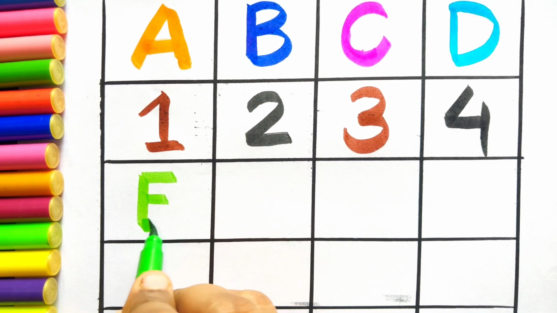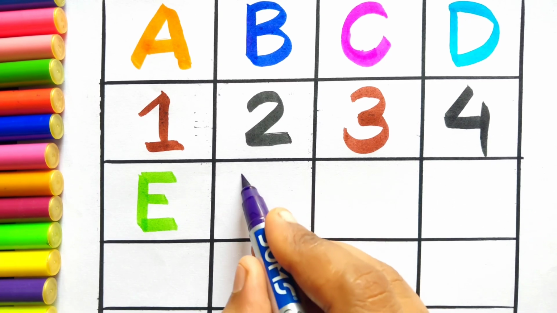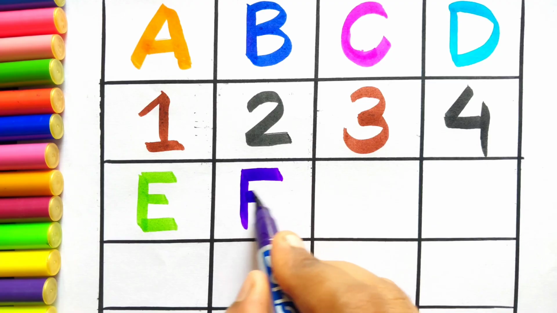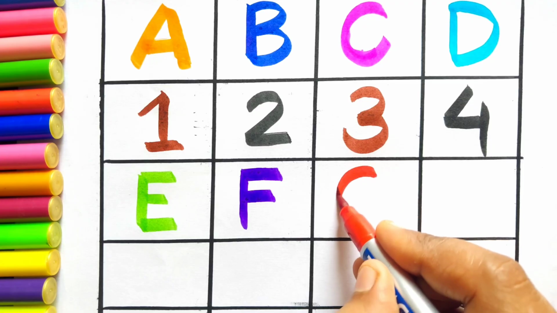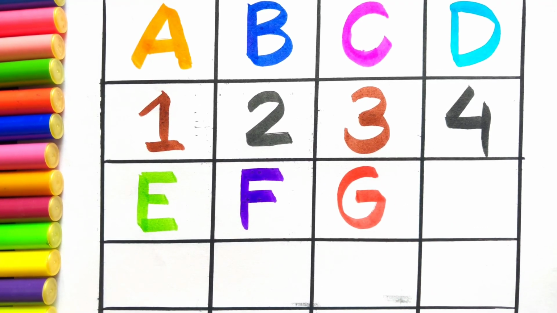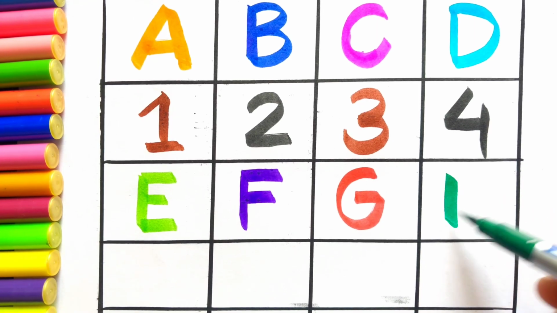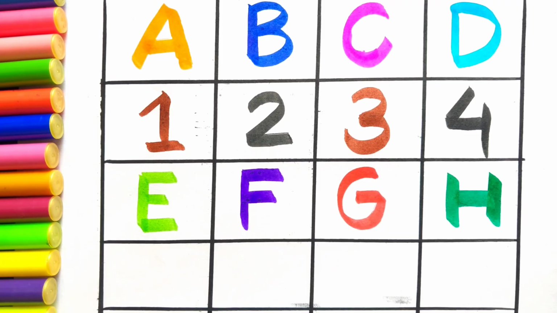Alphabet E for eagle. F for fire. G for goat. H for hen.